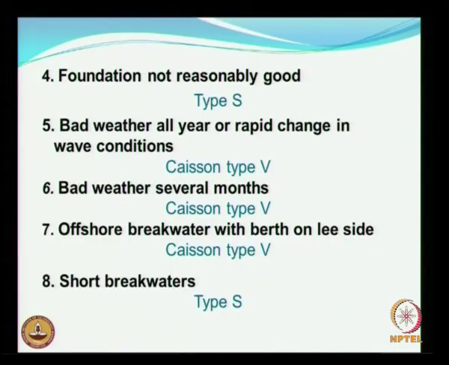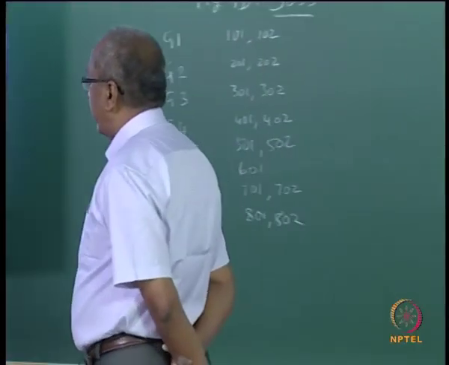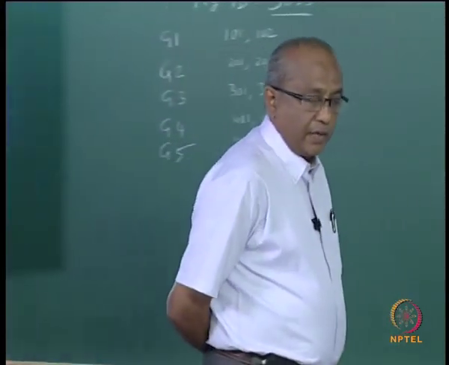So bad weather all the year or rapid change in the wave conditions, caisson type V. Bad weather several months, caisson type V. Offshore breakwater with berthing facility on the seaside, on the lee side of the breakwater, caisson type V. Then short breakwaters, maybe for fishing harbors, etc. Again this is the same thing, type S. If labor is cheap but sufficiently skilled, then you can very easily go in for caisson. If high labor and low cost equipment, you can think of rubble mound.